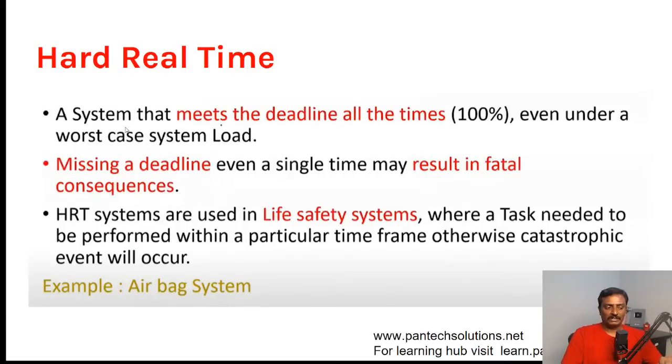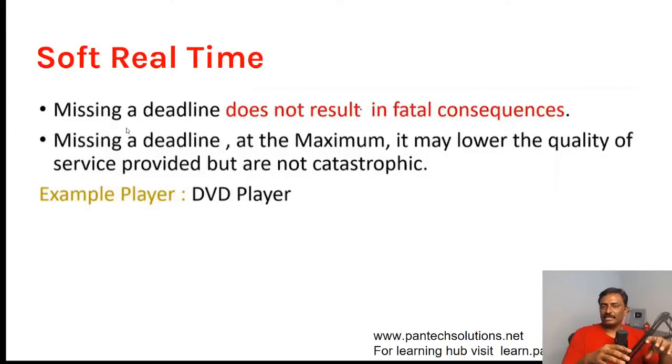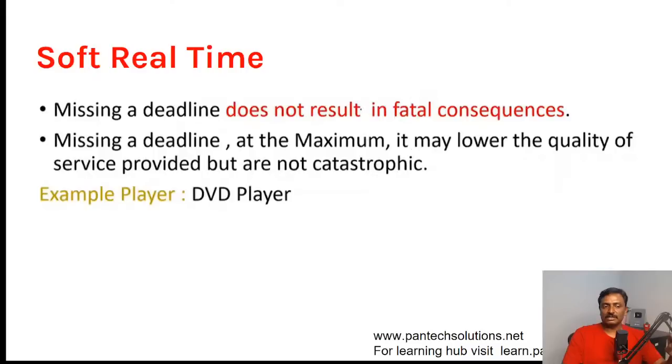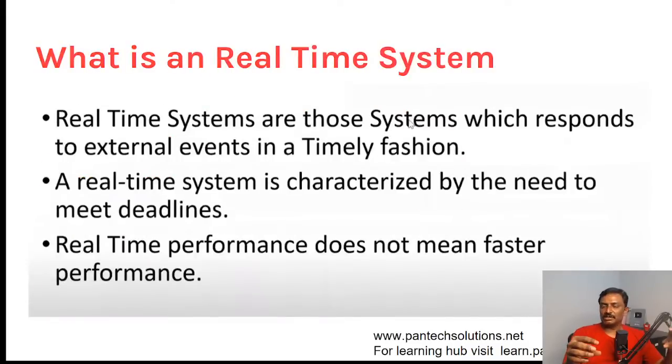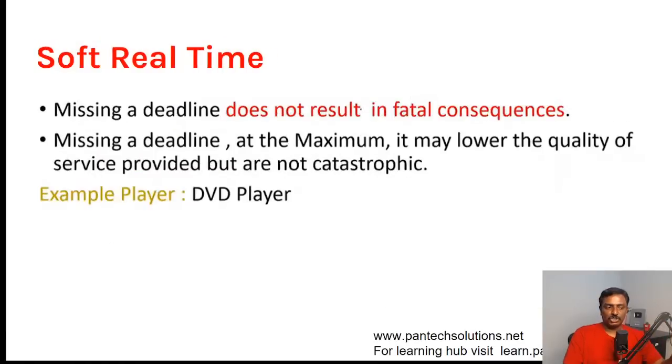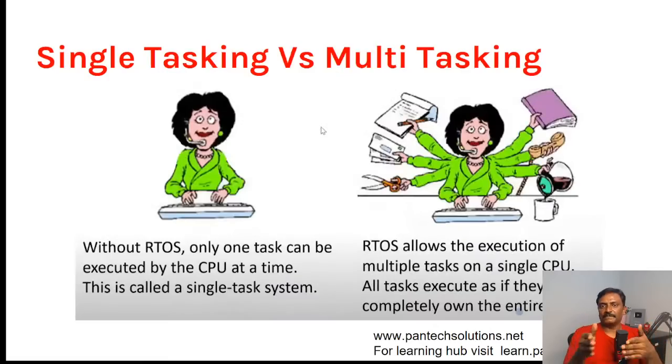A soft real-time system is, for example, a DVD player. If the system misses a deadline, there will be a degradation in performance, poor performance, but there are no fatal consequences. That is a soft real-time system. In hard real-time, there will be fatal consequences if it misses the deadline. So real-time systems execute tasks within a particular point of time. RTOS stands for real-time operating system, which executes tasks within a particular time.